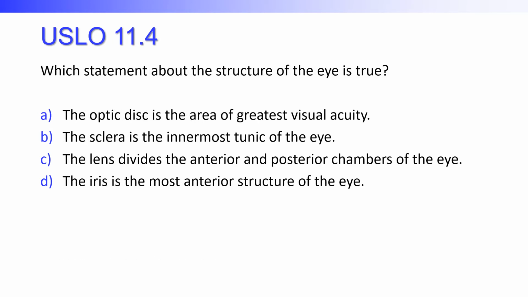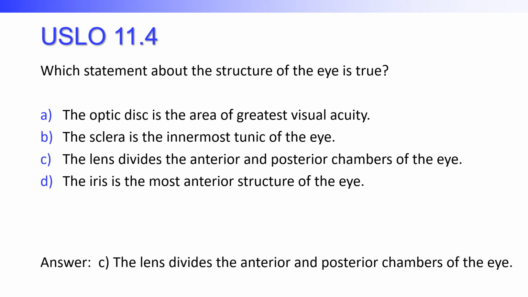Which statement about the structure of the eye is true? So all of these are false except one. The optic disc is the area of greatest visual acuity. The sclera is the innermost tunic of the eye. The lens divides the anterior and posterior chambers of the eye. The iris is the most anterior structure of the eye. And hopefully you said the lens divides the anterior and posterior chambers of the eye.